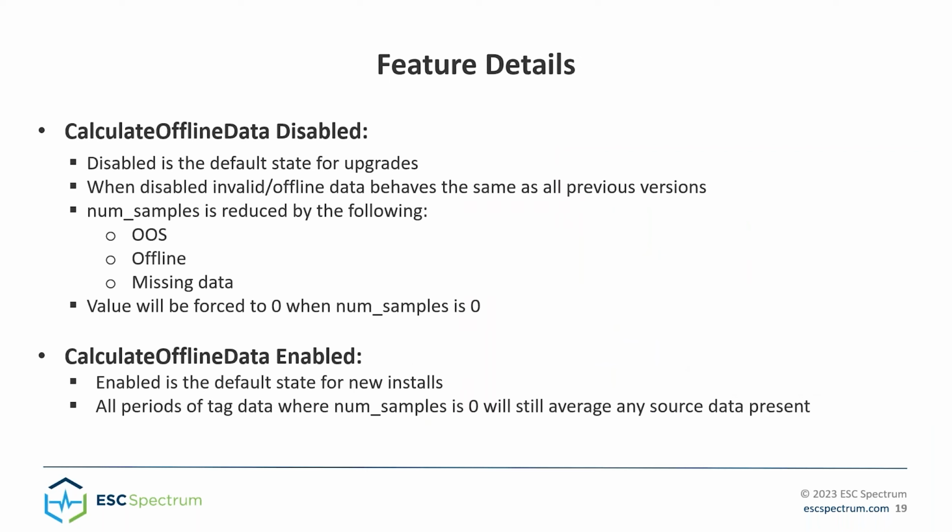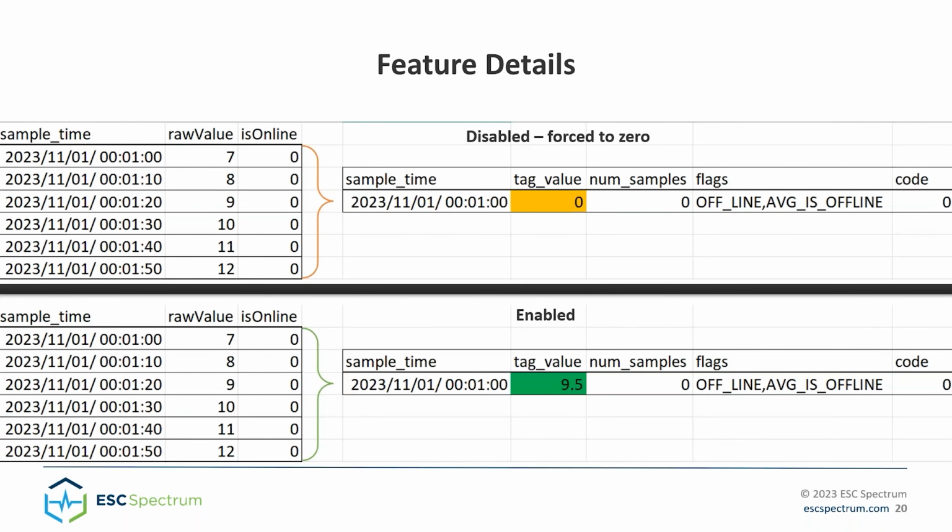Yeah, this is a lot of what I was talking about. So yeah, number of samples, these are valid samples. You lose valid samples depending on out of service, offline, or missing data. And those would previously have been forced to 0. But now it'll show a value in both the database and in Prism. And again, that is non-qualified data.